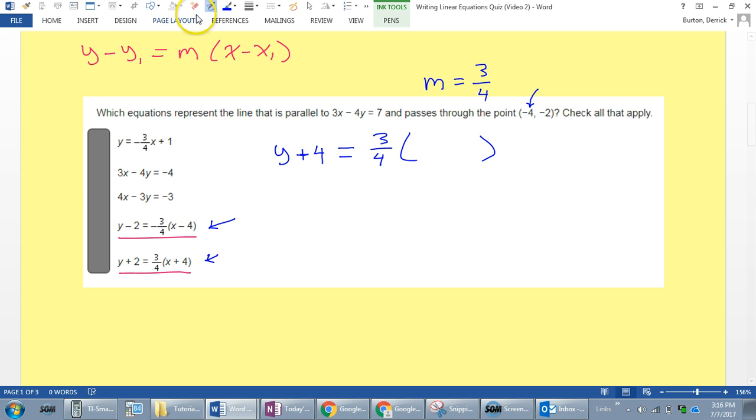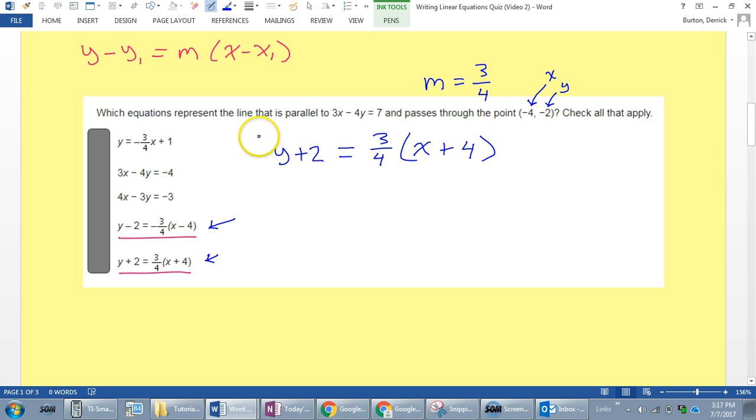Oh wait, that was the wrong number, because -4 is the x value. So here will be positive 2, because that's my y value. And because my x value is -4, what am I going to put in here? Nope, change it. All right, both of them get changed. So I have a -4, so I'm going to have x plus 4 in here.